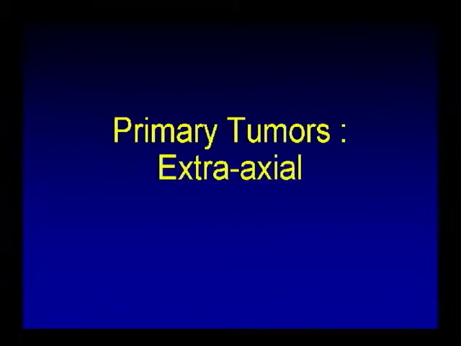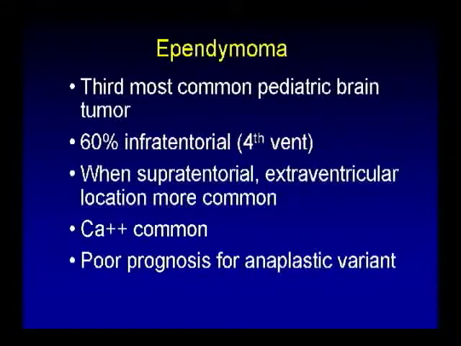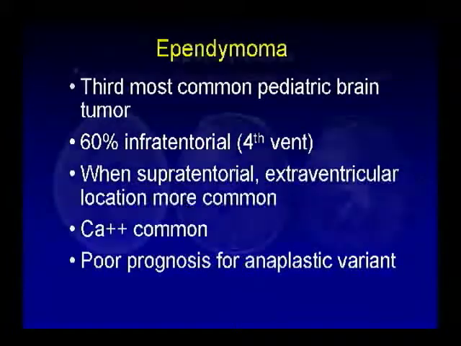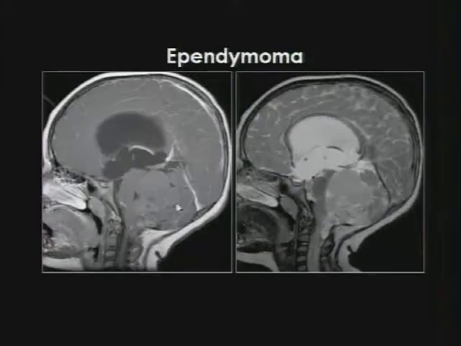Let's move on to the primary tumors involving the brain covering. We already touched on meningioma, but ependymomas are interesting tumors because when they are supratentorial, they tend to be intraparenchymal. When they are infratentorial, they are intraventricular, with this characteristic tongue of tissue going out through the fourth ventricular outflow tract. This becomes a very helpful hint if you're trying to differentiate ependymoma versus medulloblastoma in the posterior fossa. So when you see a tongue of tumor tissue going out through the fourth ventricular outflow, think about ependymoma.